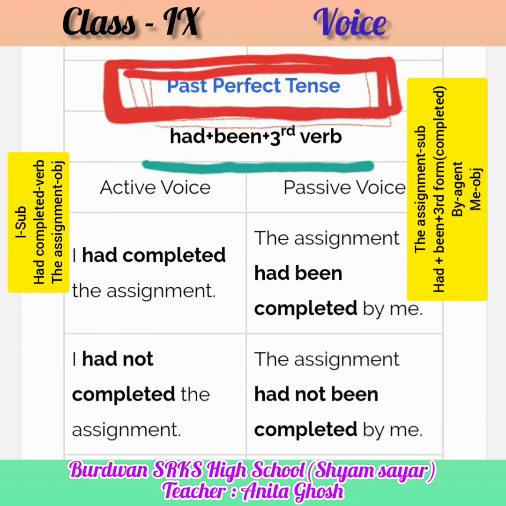As in the active voice it was had completed, here in the passive voice it becomes had been completed. An extra been is added between had and completed. So it is easy to understand that only been is added in passive voice. Otherwise, had and completed will remain the same. After that, by, the agent or preposition, and me, the object, which is transformed from I, the subject in the active voice. So me here becomes the object. So the full form of the passive is: the assignment had been completed by me.